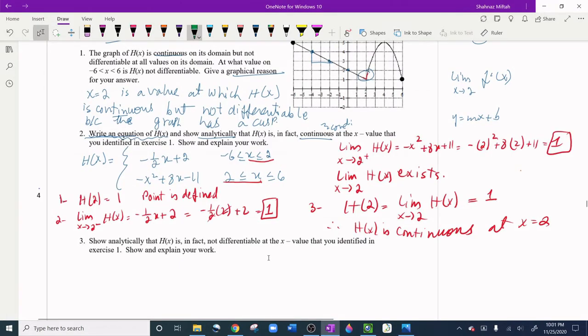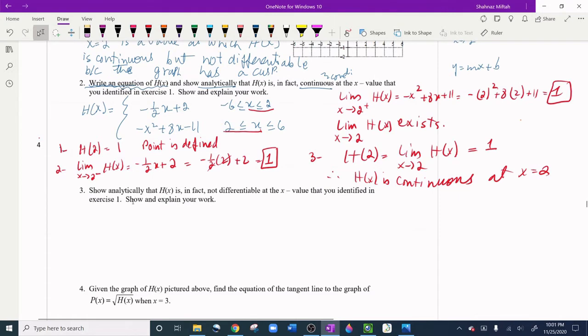Okay, in this one, question number 3, since we already know in question number 1 there was a cusp in the graph, it was not differentiable. A cusp is not differentiable. And here, we showed that it is continuous. But in question number 3, they're asking to show analytically that h of x is in fact not differentiable. We know there was a cusp there, so that's why it was not differentiable. But how do we show it analytically, algebraically?